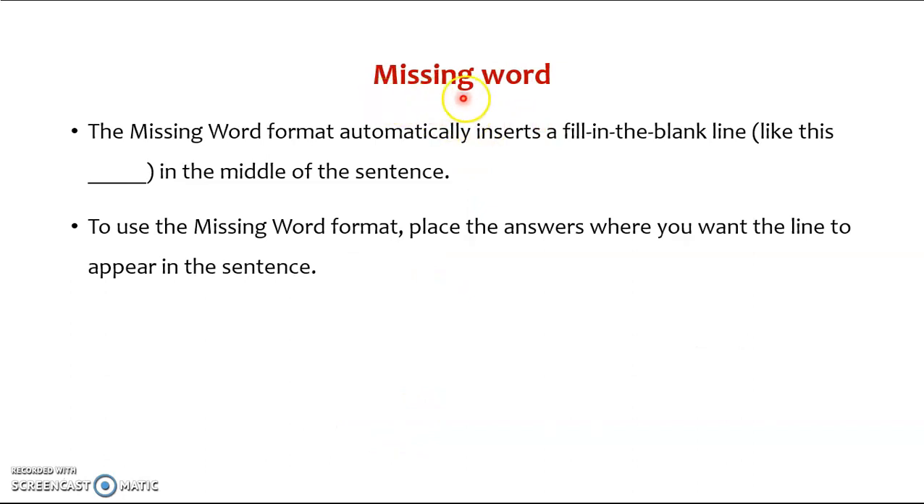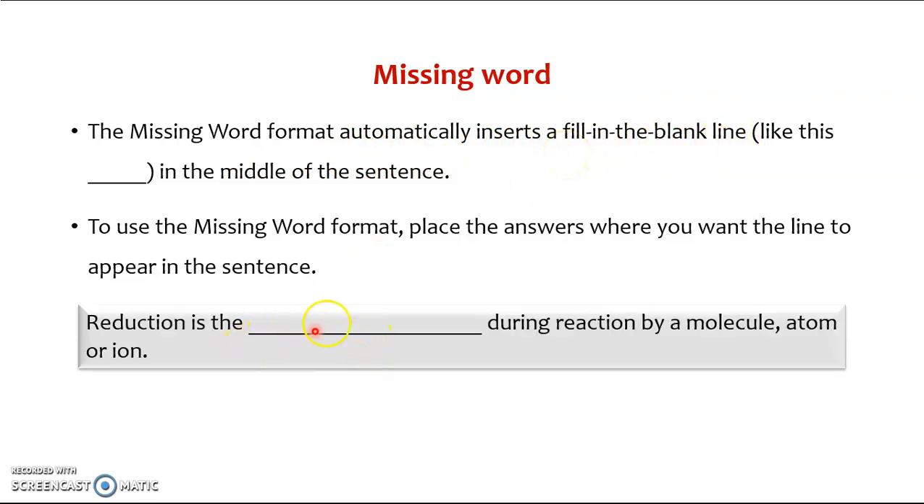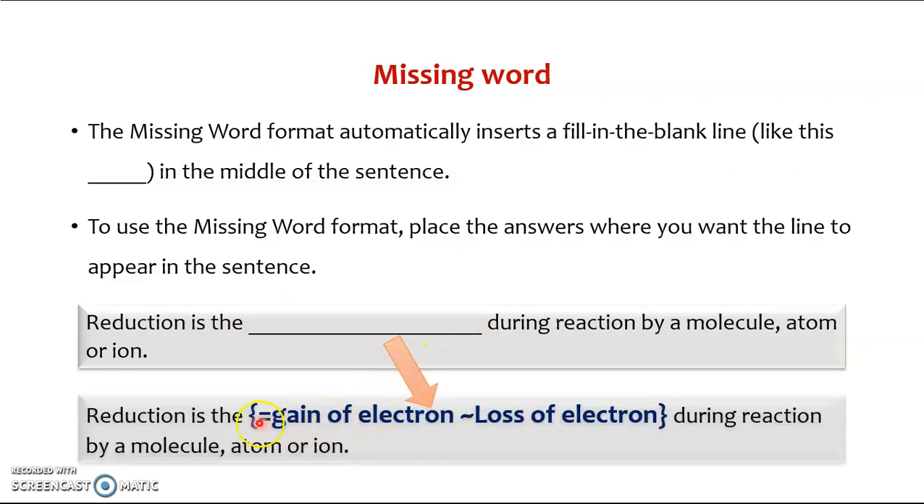You can create missing word type of questions in Word documents. For that purpose, you have to insert a fill in the blanks line by using the curly brackets option. Suppose this is one of the questions and you want the fill in the blank line in between your question text. So simply remove this line and add curly brackets, an equal to sign for the correct option and a tilde sign for incorrect options, and close it by using curly brackets.